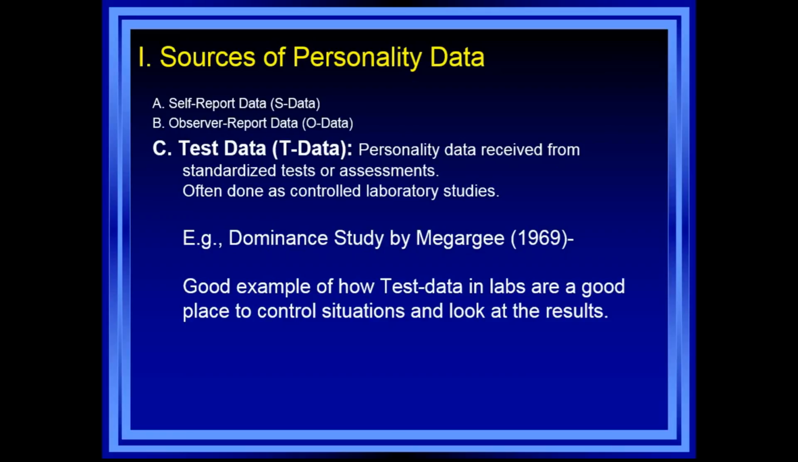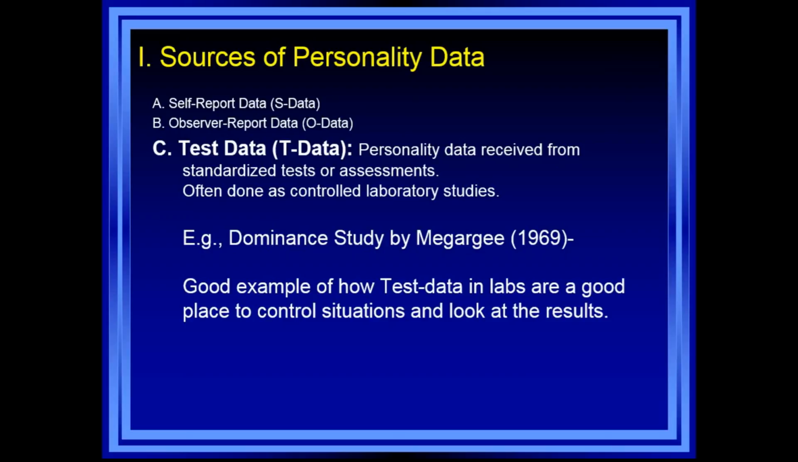One particular study that I wanted to mention is the dominance study. It's a very famous study by Megargee, in 1969, and you don't need to know the specifics or the percentages of this study, but I do want to tell you about it. Your book mentions it too. It's a great study to show how test data can provide really valuable information in personality research.